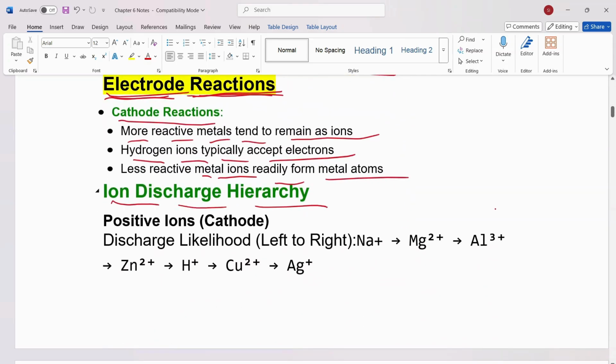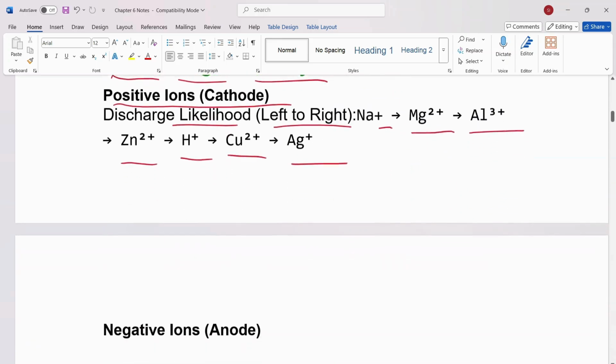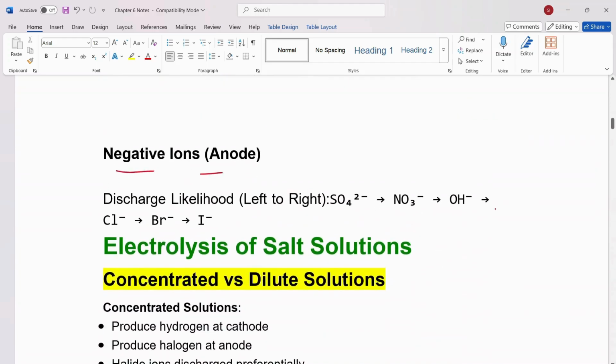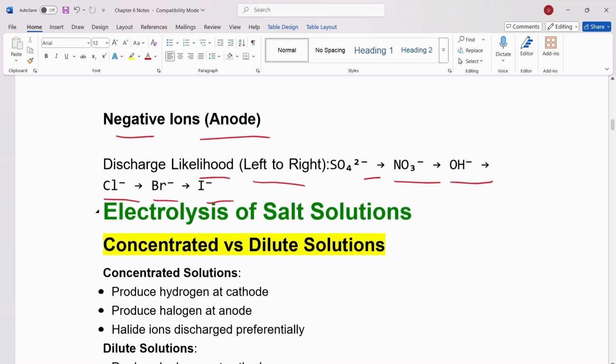Now, the ion discharge hierarchy is like this. Positive ions at the cathode. Discharge likelihood is from left to right: sodium followed by magnesium, then aluminium, zinc, hydrogen, copper, silver. So, those are positive ions. Negative ions will be at the anode. Discharge likelihood is from left to right: SO4 2-, NO3-, OH-, chloride, bromide, iodide, all negative ions.